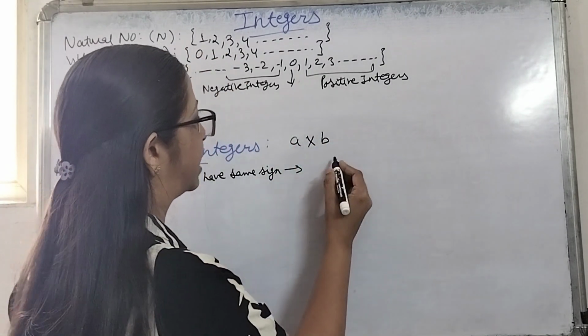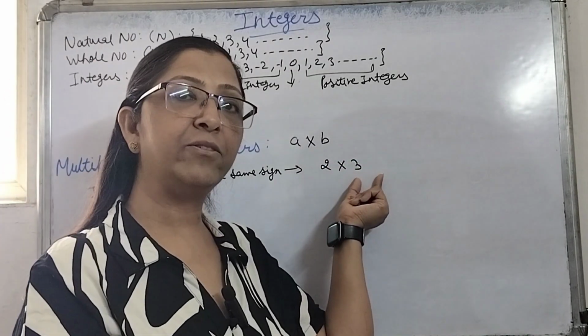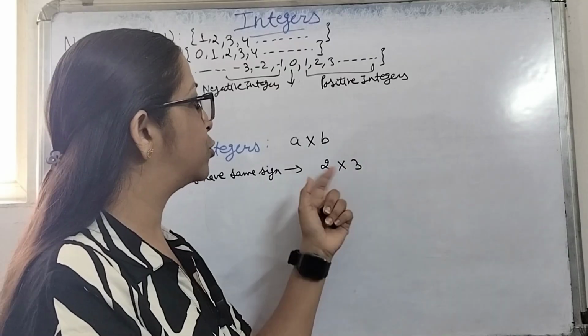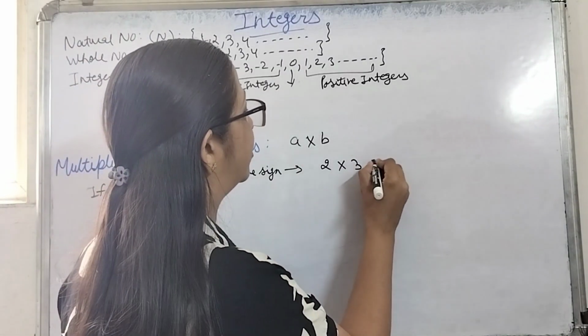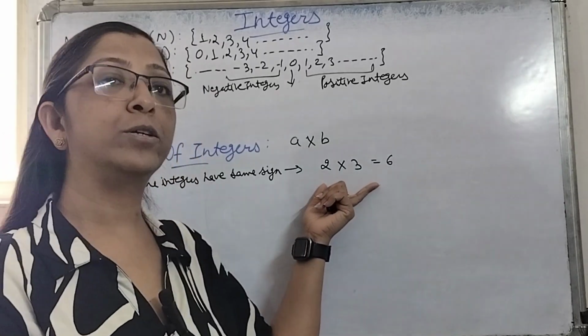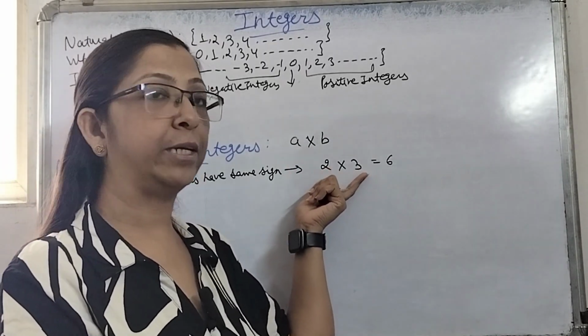I am taking an example. Suppose we take 2 multiplied by 3. Here 2 is positive and 3 is also positive. If we have to multiply these two, we simply take the numerical values and multiply, and the answer will be 6. The answer will be positive if both the numbers which we are multiplying are positive.